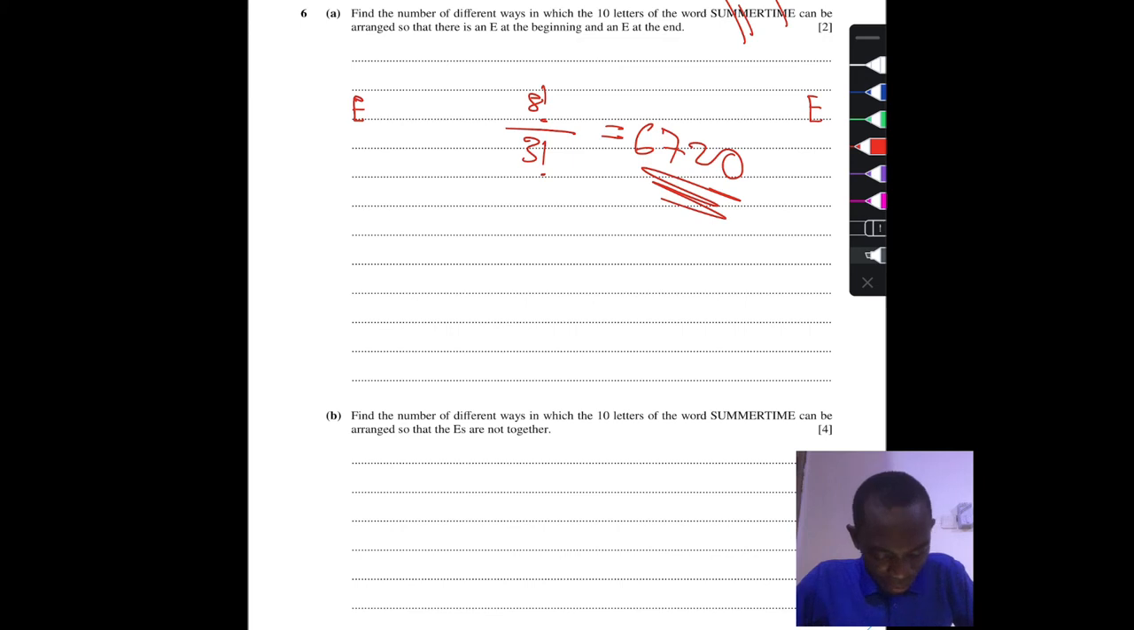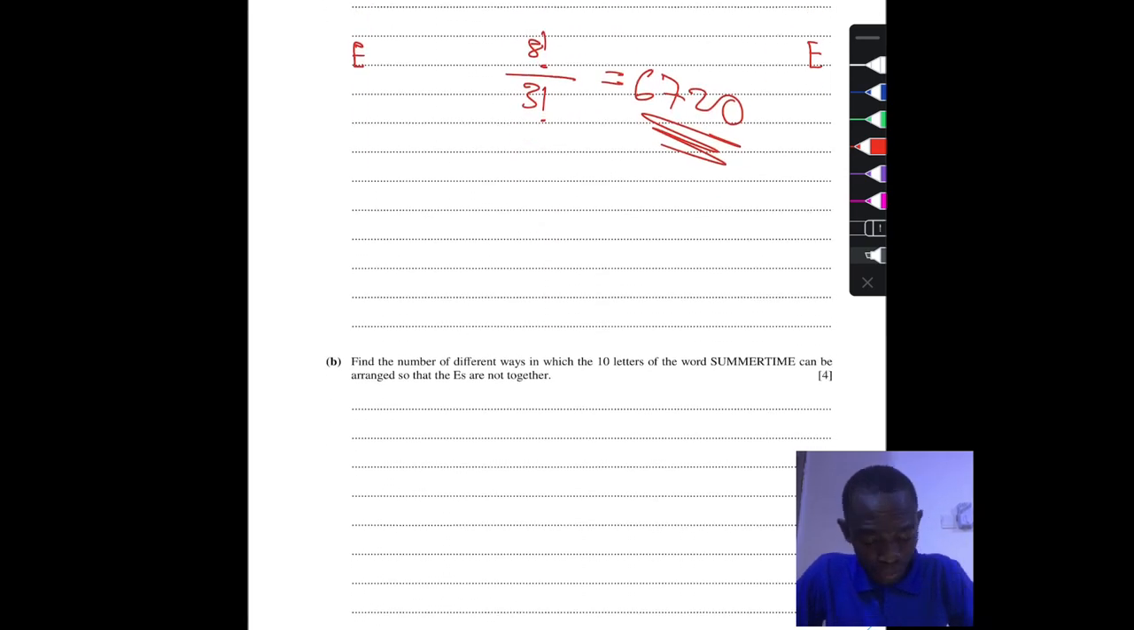B. Find the number of different ways in which the 10 letters of the word summertime can be arranged so that E's are not together. So by now, I hope you've seen how Cambridge likes to set the question. When they are together, when they are not together, when one is standing here, one is there. It's the same thing that they keep asking, okay? So let's do that.